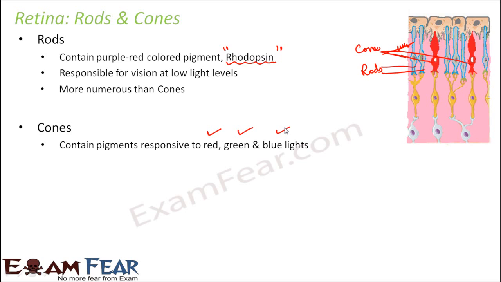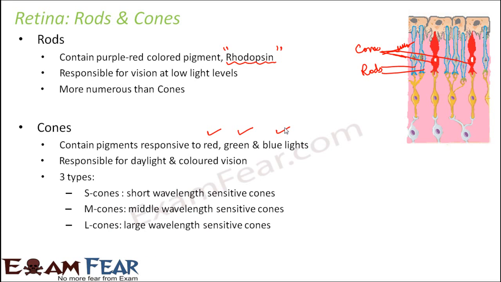Now, depending upon which specific wavelengths the cone cells can receive, there are 3 types of cones. And these cones, as I said, are responsible for daylight and colored vision. The 3 types are S cones, M cones and L cones. S stands for short, so these are short wavelength sensitive cones. These cones are capable of sensing the small wavelengths of light. And what are the small wavelengths of light?